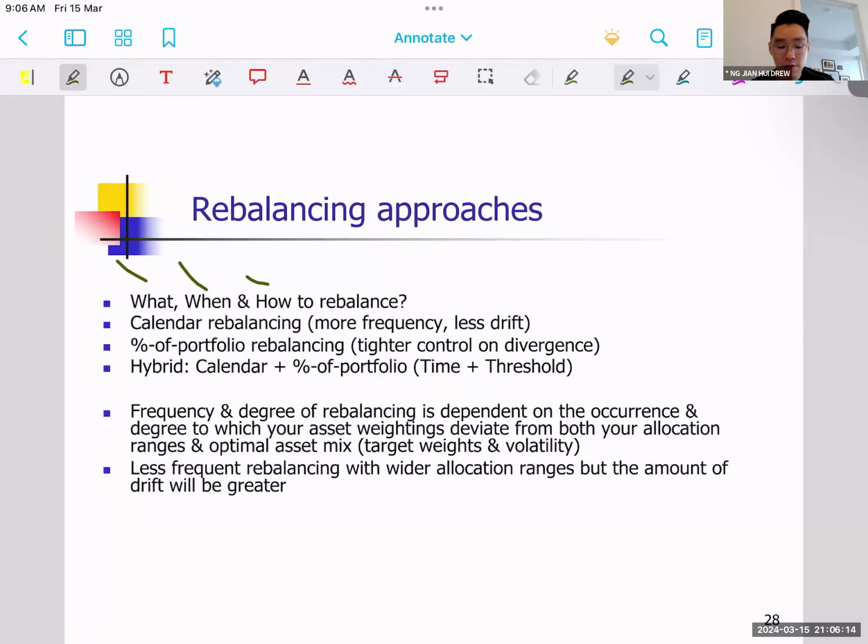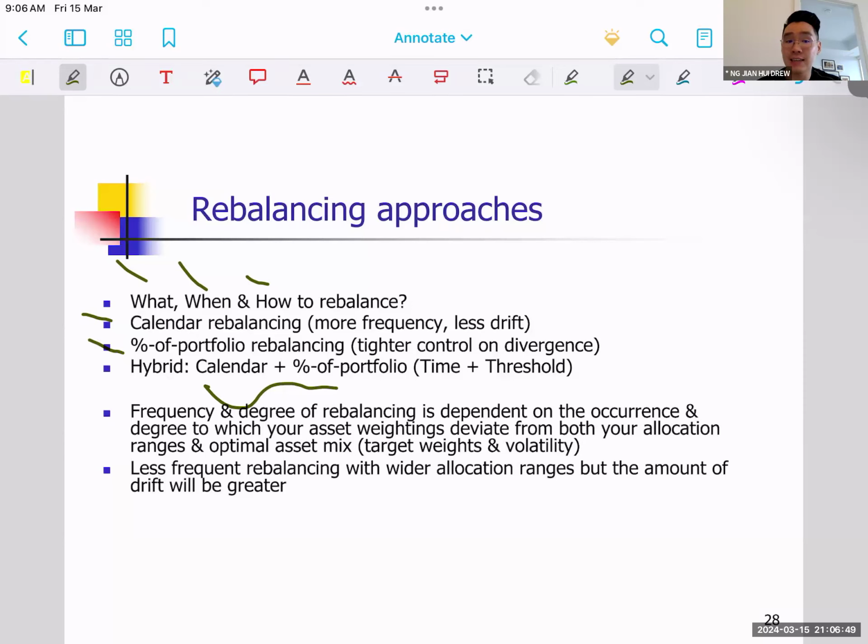Okay, so the strategy you need to consider is this: what, when, how are we going to rebalance? Is it calendar rebalancing, meaning that we're going to rebalance every 6 months, every quarter? Are we doing percentage portfolio rebalancing? Or maybe we're doing a hybrid, right? So we need to understand that when we do rebalancing, when we sell stocks, buy stocks, sell bonds, buy bonds, or ETFs, the issue is that we'll incur transaction costs. We incur things like FX risk, FX costs.